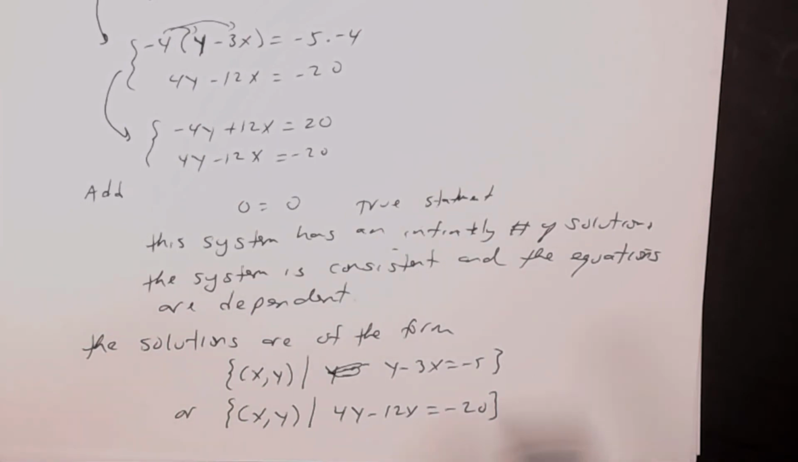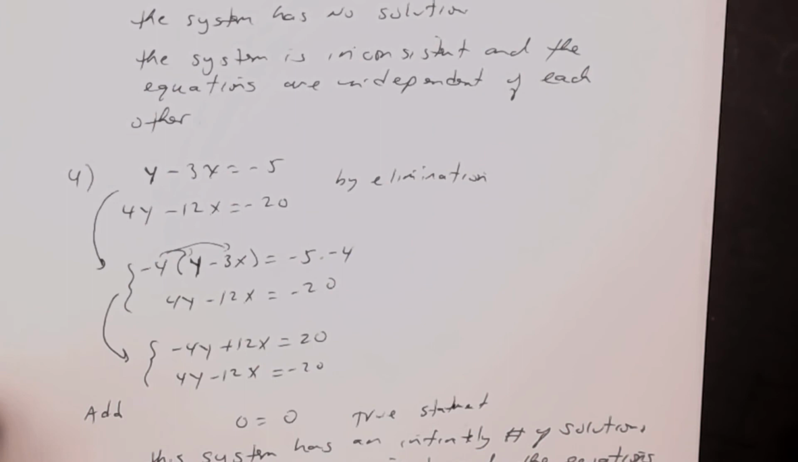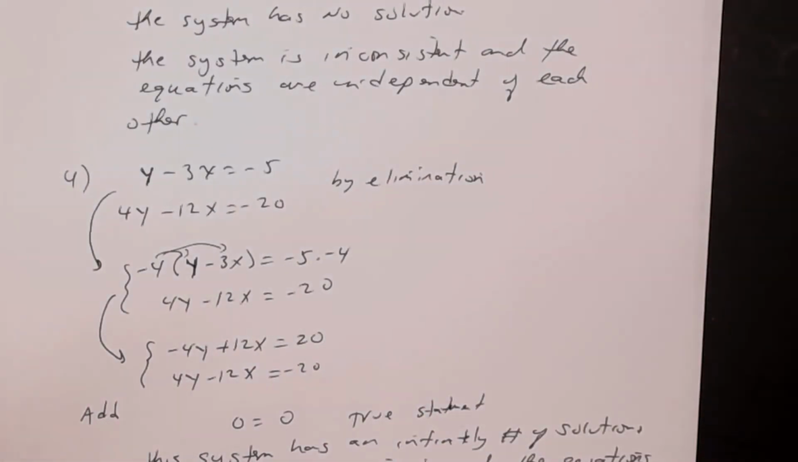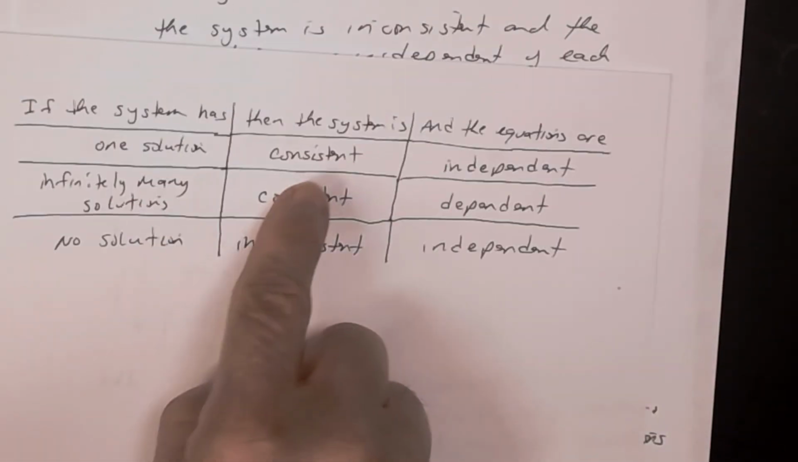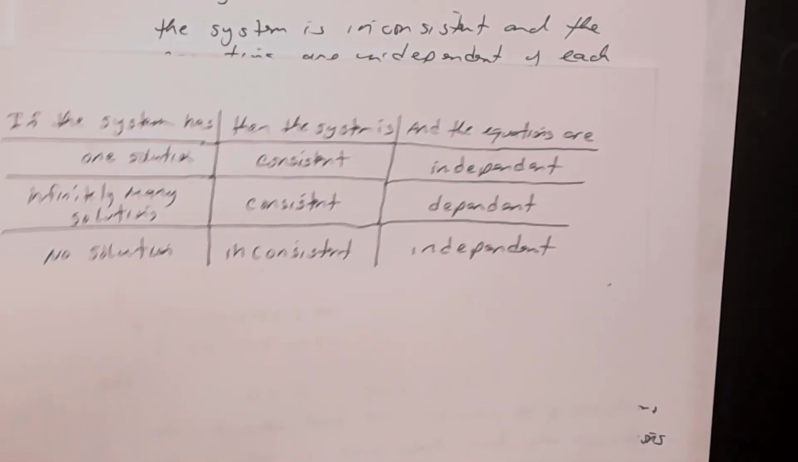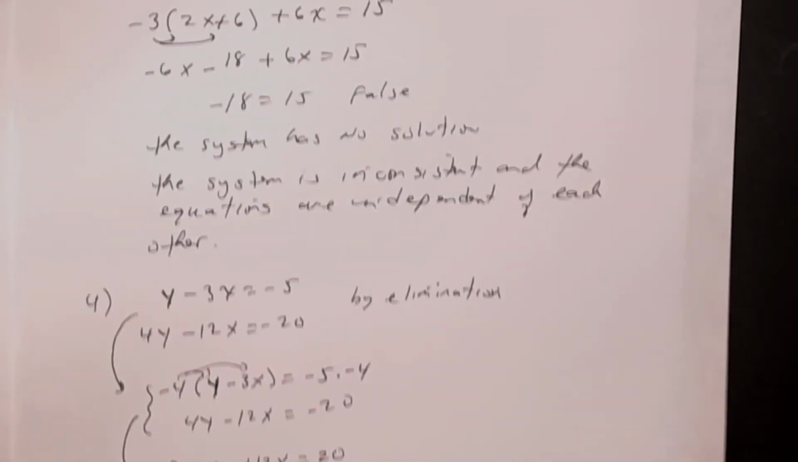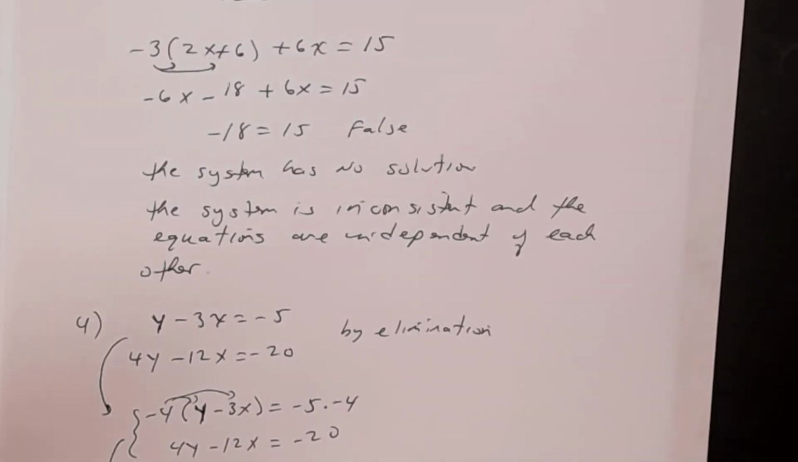Okay, so that was a discussion on how to determine whether a system is consistent, or whether the equations are independent or dependent, based on the solutions of our system. Okay, so that's going to be the end of this lesson.